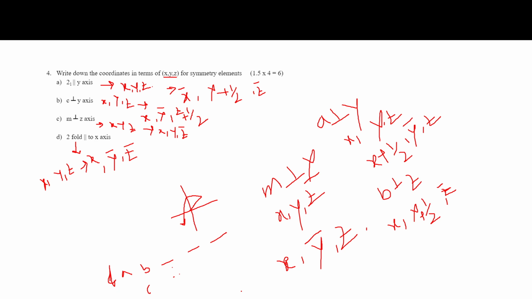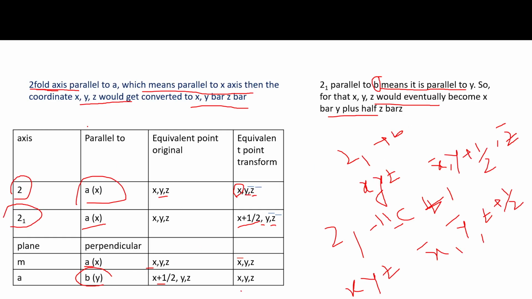Then write down the coordinates in terms of x y z for the symmetry element. Already we have told, when your 2 1 gliding happens around the y parallel axis, x y z become x bar, y plus half, z bar. So your c is perpendicular to the y axis, so x y z become x, y bar, z plus half. So when you talk about m perpendicular to the z axis, your x y z become x, y, z bar.